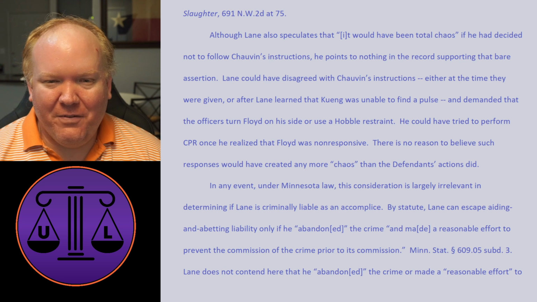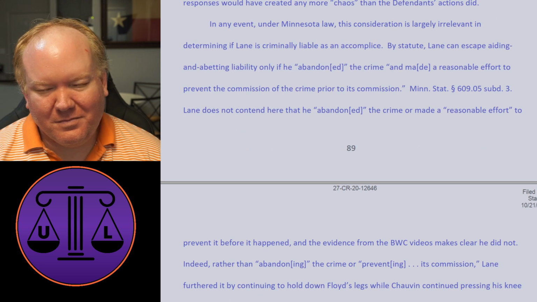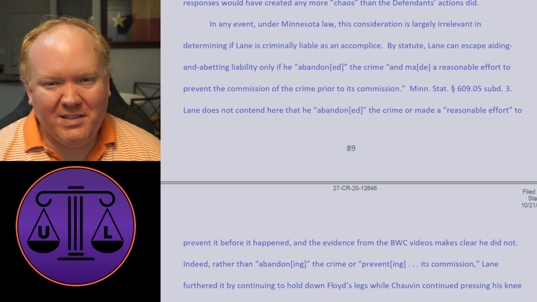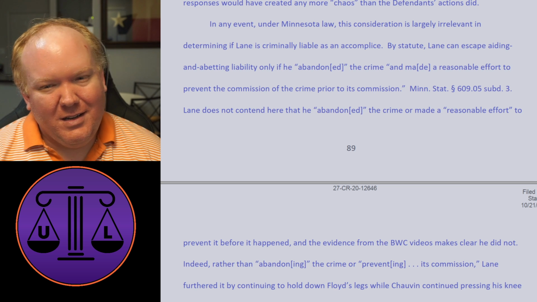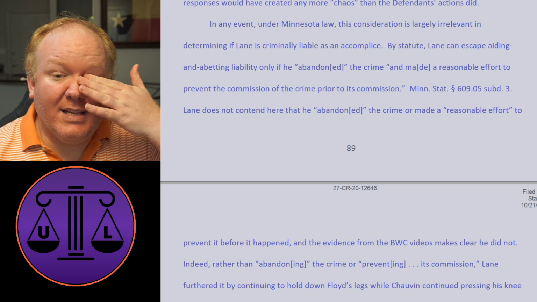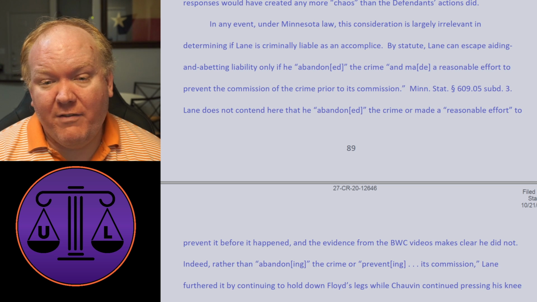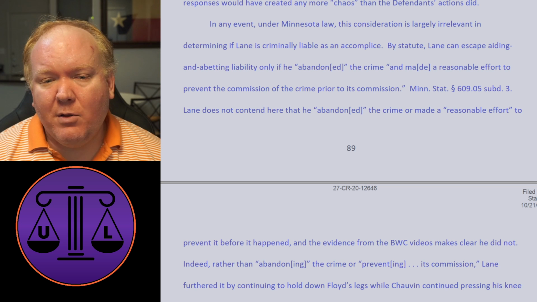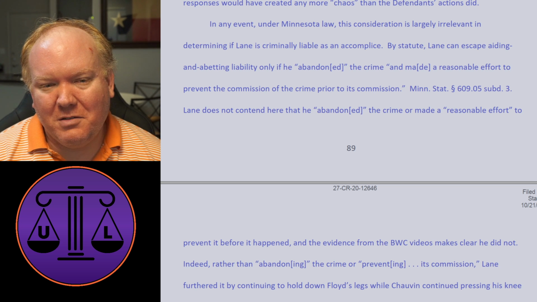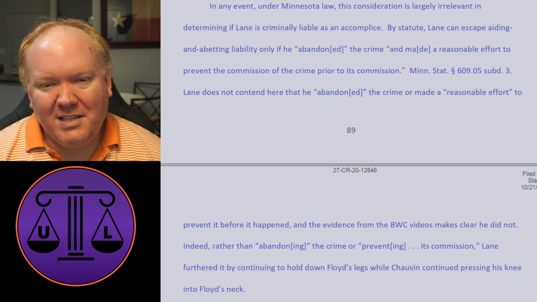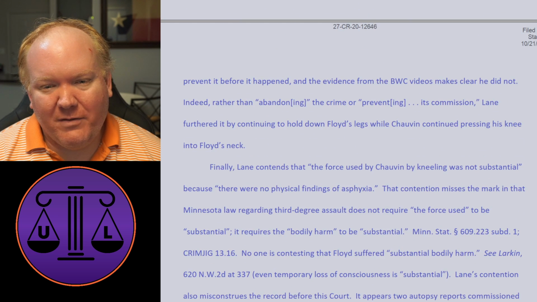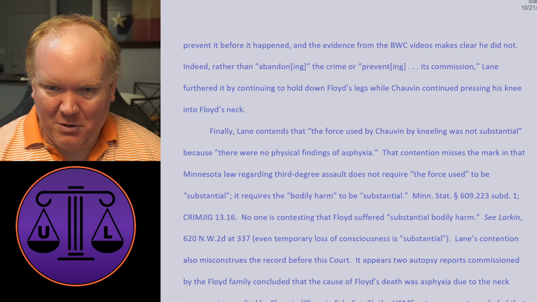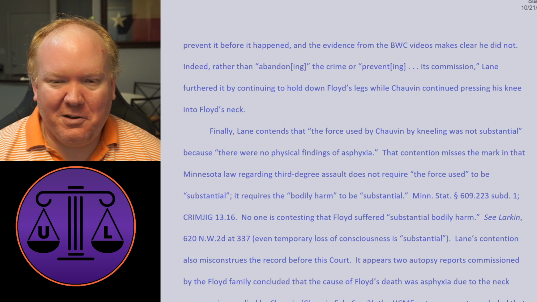Oof. Rough. That's rough. In any event, under Minnesota law, the consideration is largely irrelevant in determining if he's liable as an accomplice. By statute, Lane can escape aiding and abetting only if he abandoned the crimes, which has a very technical definition, incidentally, and made reasonable effort to prevent the commission of the crime prior to its commission, which, no. Lane does not contend that he abandoned or made reasonable effort to prevent it from happening, and the evidence from the video makes it clear he did not. Instead, rather than abandoning the crime or preventing it, Lane furthered it by continuing to hold him down.